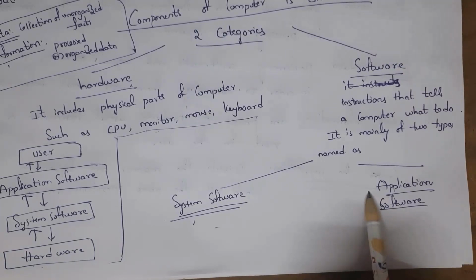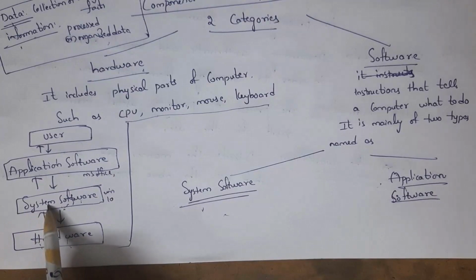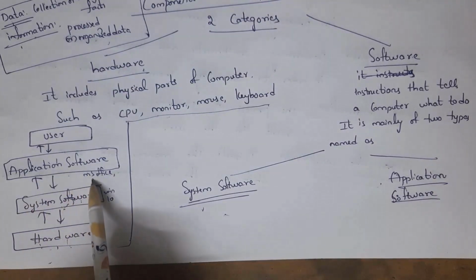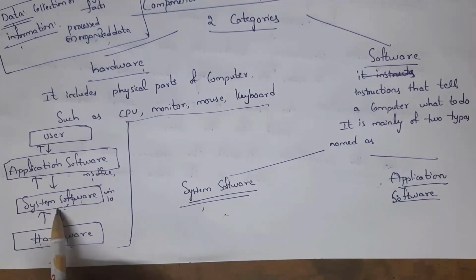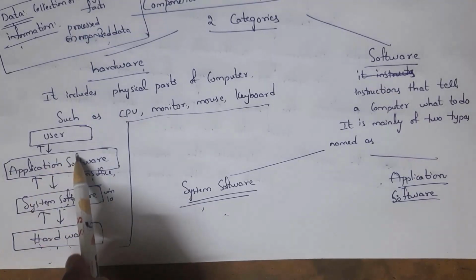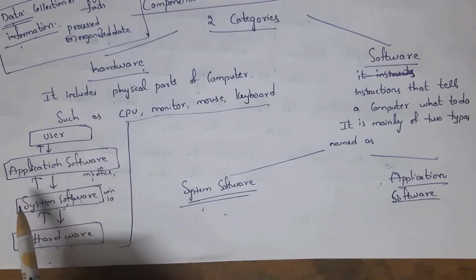Hardware contains system software like Windows 10, and inside system software we can install application software like MS Office, Photoshop, and so on. And these application software are accessed by the user. System software acts as an interface between hardware and application software, whereas application software acts as an interface between system software and user.